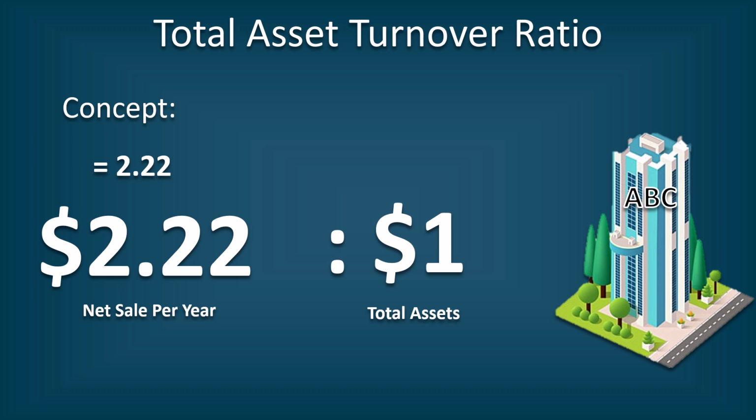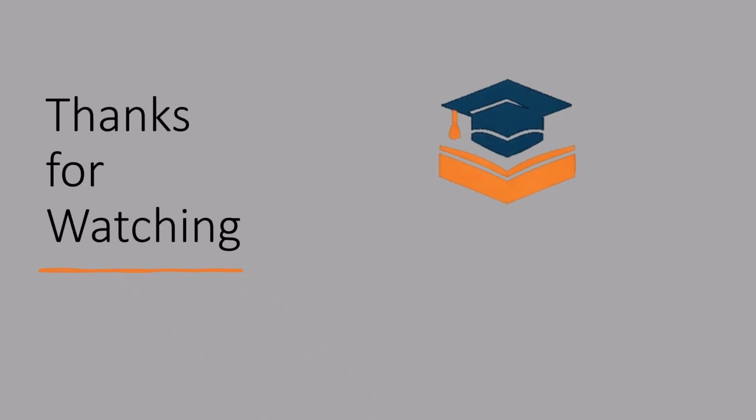In simple words, it shows the relationship between total assets and the sales generated from using those assets. This is a very powerful ratio for a company to analyze how well it is using its assets to produce revenue. If you didn't fully understand, watch this video again and you will get it better.